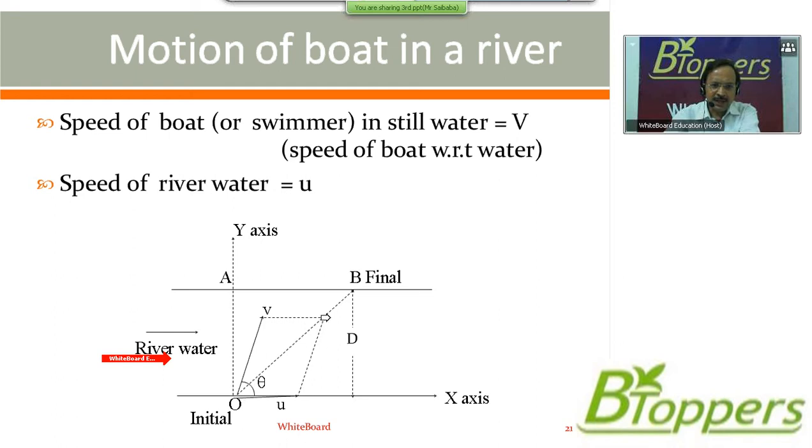That means the length of the line OB gives you the actual distance moved by the boat while crossing the river. The dotted line OB represents the path along which the boat moves while crossing the river, and B is the final position of the boat when it just crosses the river and reaches the other bank. Capital D is the width of the river here.